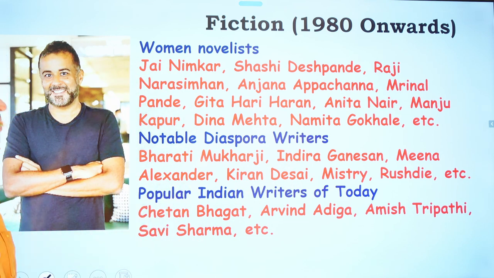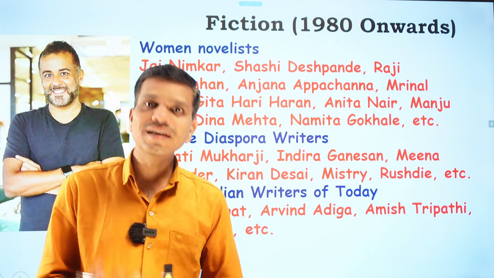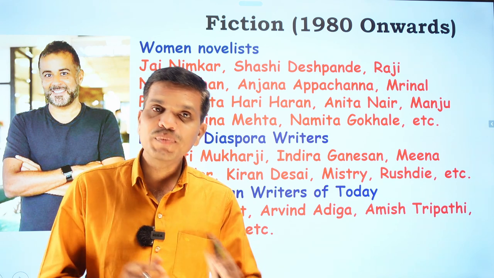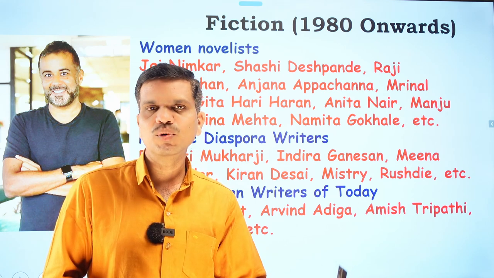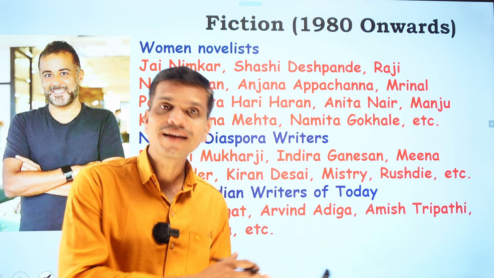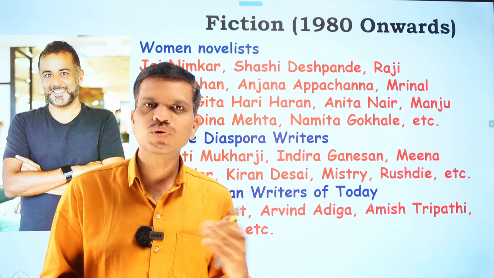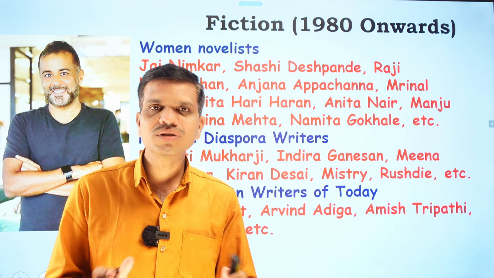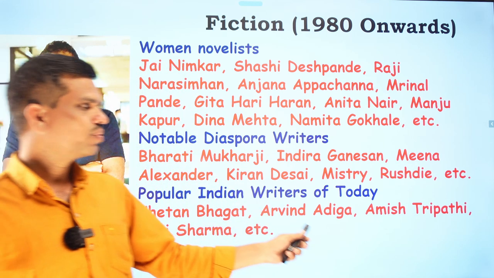Again, we have some popular Indian writers of today. For example, this is Chetan Bhagat, then we have Arvind Adiga, Amish Tripathi, Savi Sharma, etc., who are composing in English. And now Indian writing in English, or Indian fiction, has taken momentum, and people love to read Indian fiction too. Hence these authors have become very popular, and people have hailed them as novelists or fiction writers, and they read their novels because many of the novels are speaking about common men. Many of the novels are speaking about the situations around the common masses, and this is the strong point for Chetan Bhagat, Arvind Adiga, Amish Tripathi.